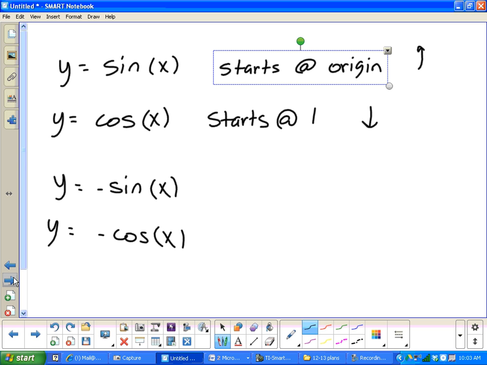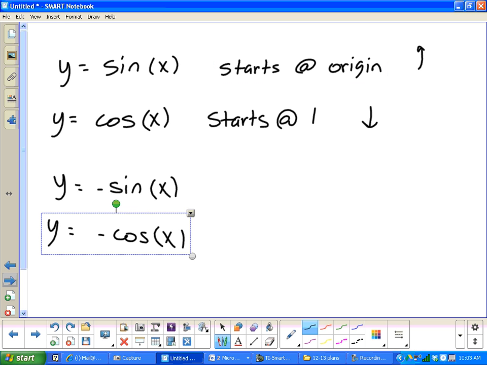Okay. Now, see if you can predict negative cosine. So it would start at -1 and go up. Okay. So negative sine x still starts at the origin, but it goes down. And negative cosine x, instead of starting at 1, it starts at -1 and goes up. Do y'all want to sketch the graph of those real quick? No? Okay. All right, we won't do it then.